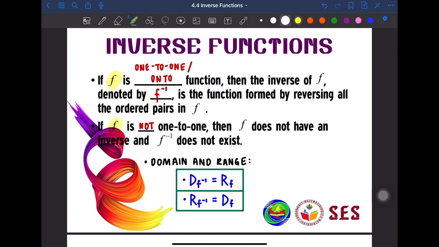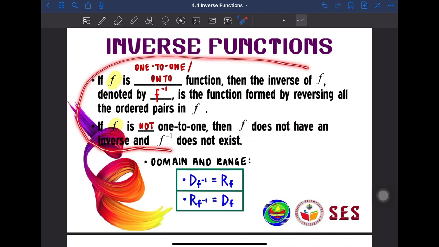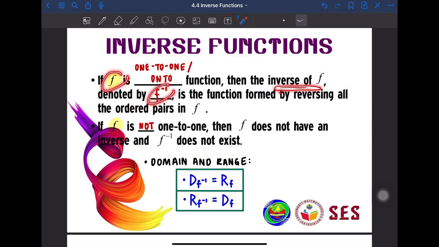So kalau f kita bukan one-to-one function, then f does not have an inverse ataupun f inverse kita tak wujud. Okay, so conclusion daripada dua statement ni is untuk function kita ada inverse, dia mesti one-to-one ataupun onto function. So kalau dia bukan one-to-one, automatik kita tahu dia tak ada inverse ataupun inverse dia tak wujud. Okay, that's the conclusion that we get from the statements.